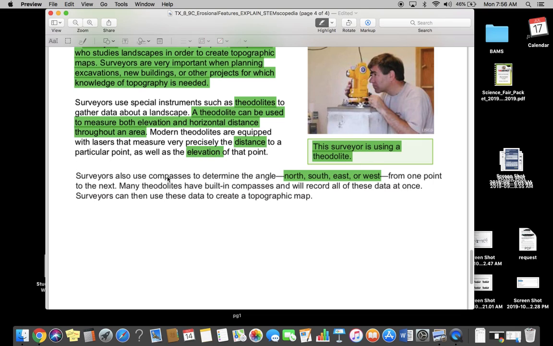Surveyors also use compasses to determine the angle, north, south, east, west, from one point to the next. Many theodolites have built-in compasses and record all of these data at once. Surveyors can then use the data to create a topographic map. Now, go ahead and start.